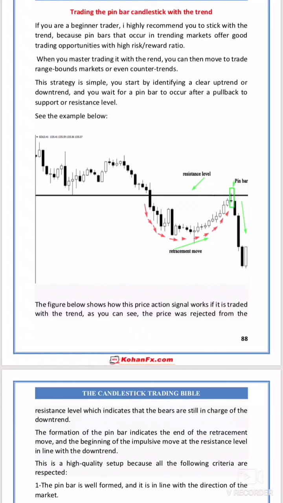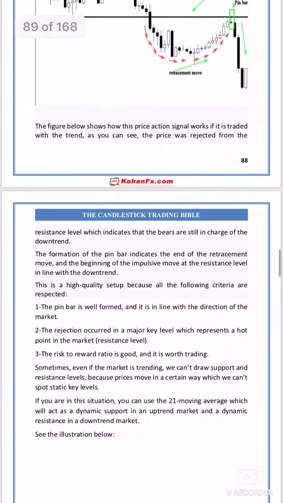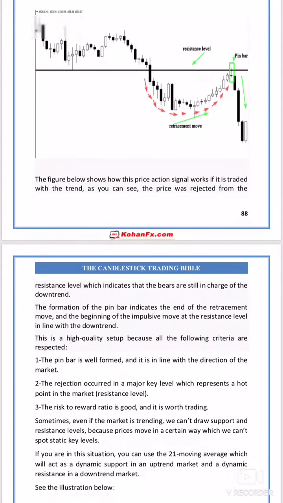The formation of the pin bar indicates the end of the retracement move and the beginning of the impulsive move at the resistance level in line with the downtrend. This is a high quality setup because all the following criteria are respected. Number 1. The pin bar is well formed and it is in line with the direction of the market. The rejection occurred in a major resistance level, which represents a hot point in the market. The risk to reward ratio is good and is worth trading.